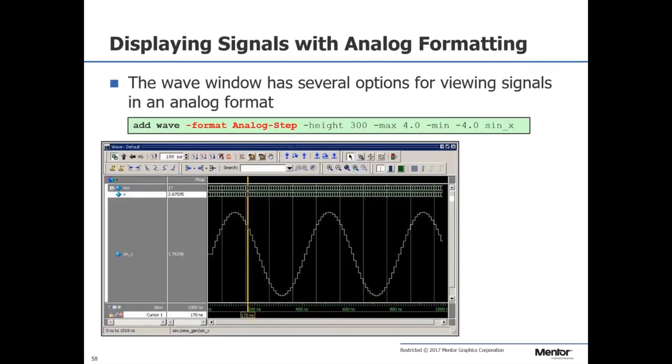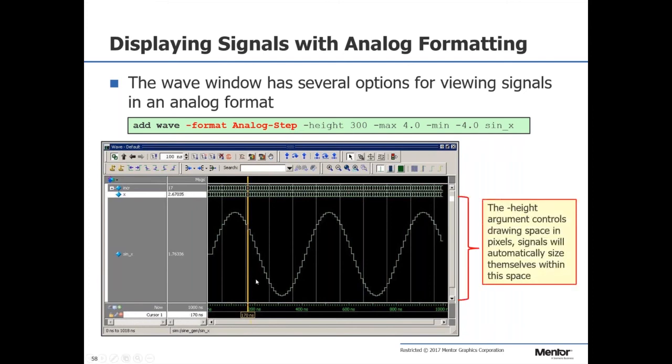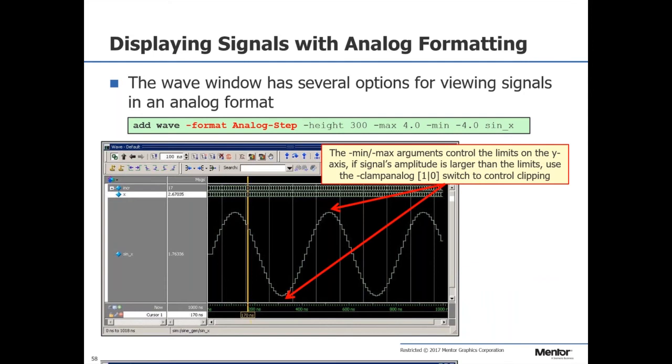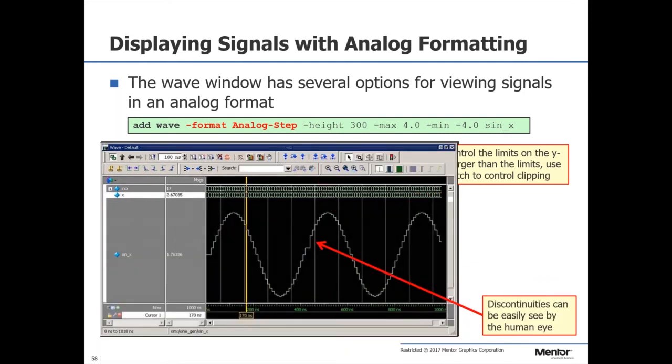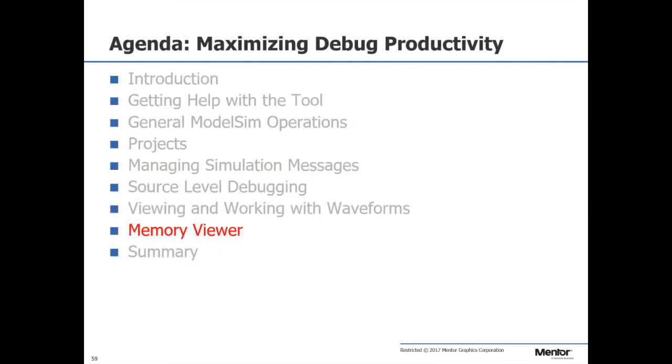It is possible to put signals in analog format. I can just click on that signal, change the radix, and set that radix to be analog. It can be an analog step function, or I can have a smooth analog function. You can set the height to control how big that signal is, so you can see the different things that are within there. Anyway, that's the wave window.